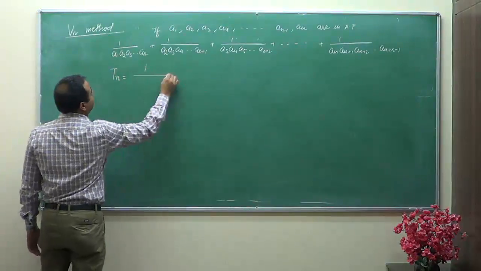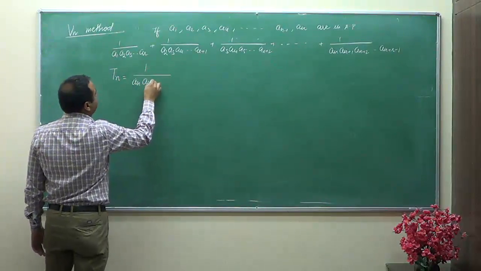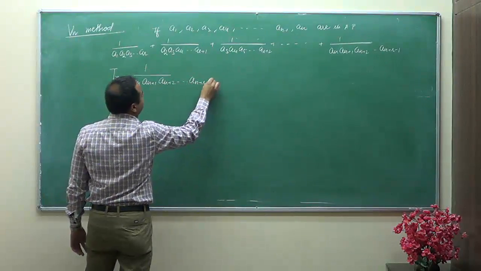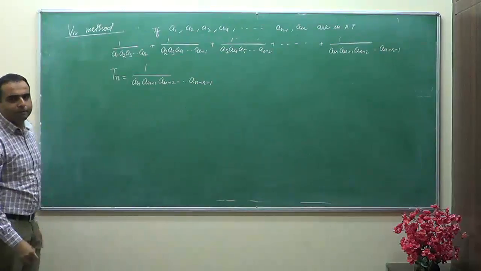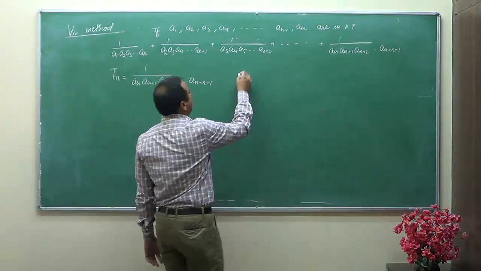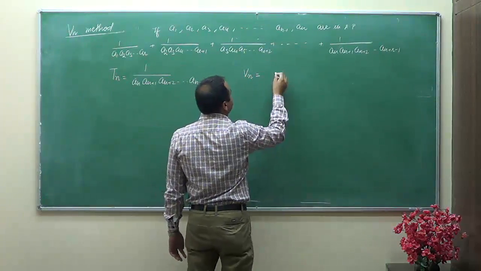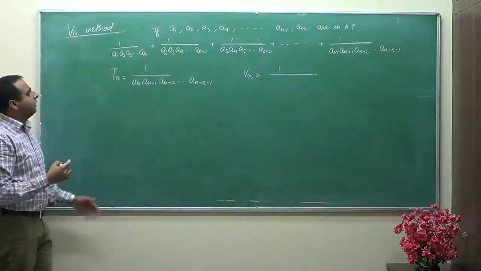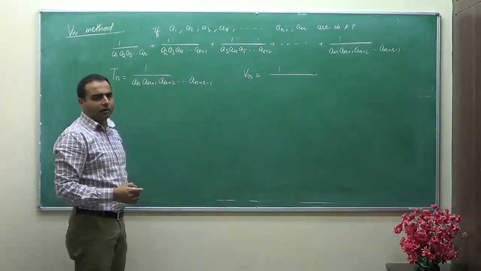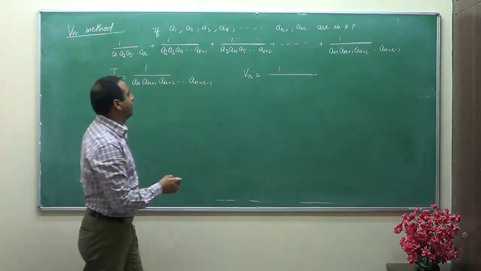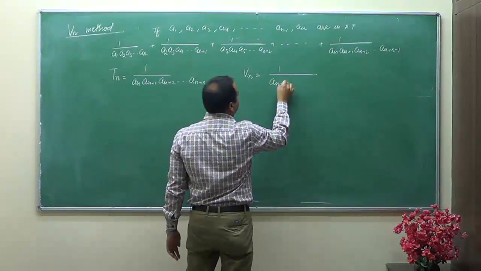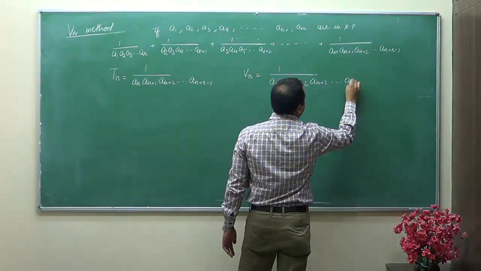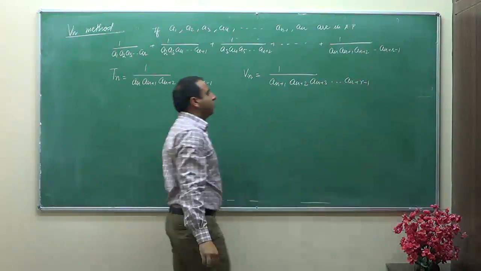सबसे पहले हम Tn निकालेंगे. Tn is 1 over An, An plus 1, An plus 2, up to An plus R minus 1. This is Tn. Now what is Vn? Vn is 1 over. हमने जो पिछला वाला था उसमें यहां से एक टर्म आगे कर देता. इस वाले केस में हम ये फर्स्ट टर्म कट कर देंगे. And Vn will be An plus 1, An plus 2, An plus 3 up to An plus R minus 1.